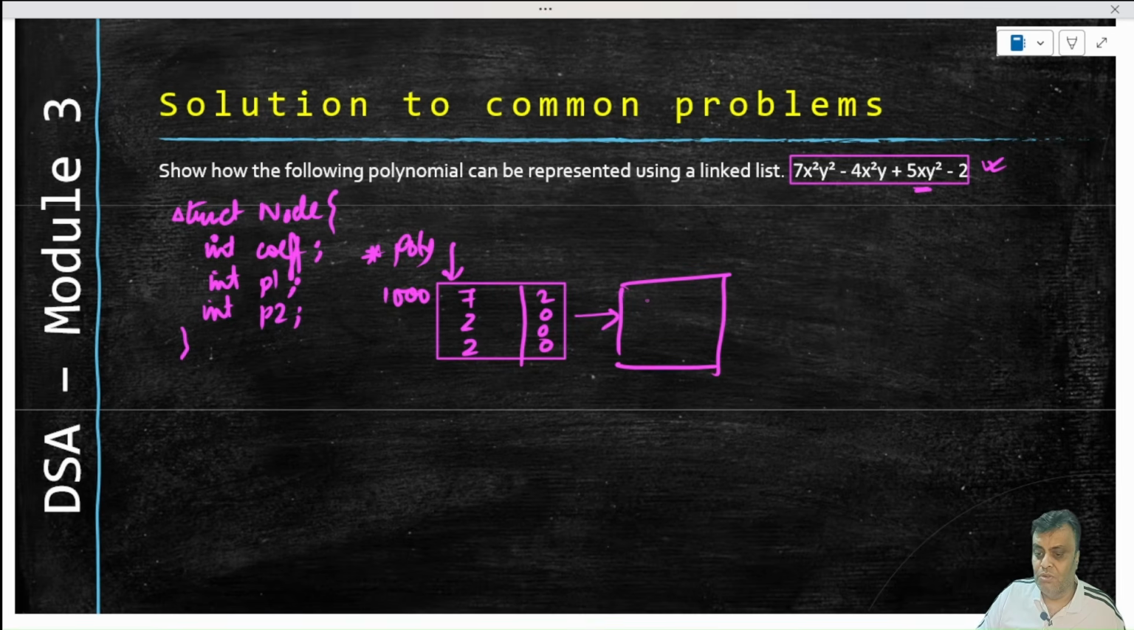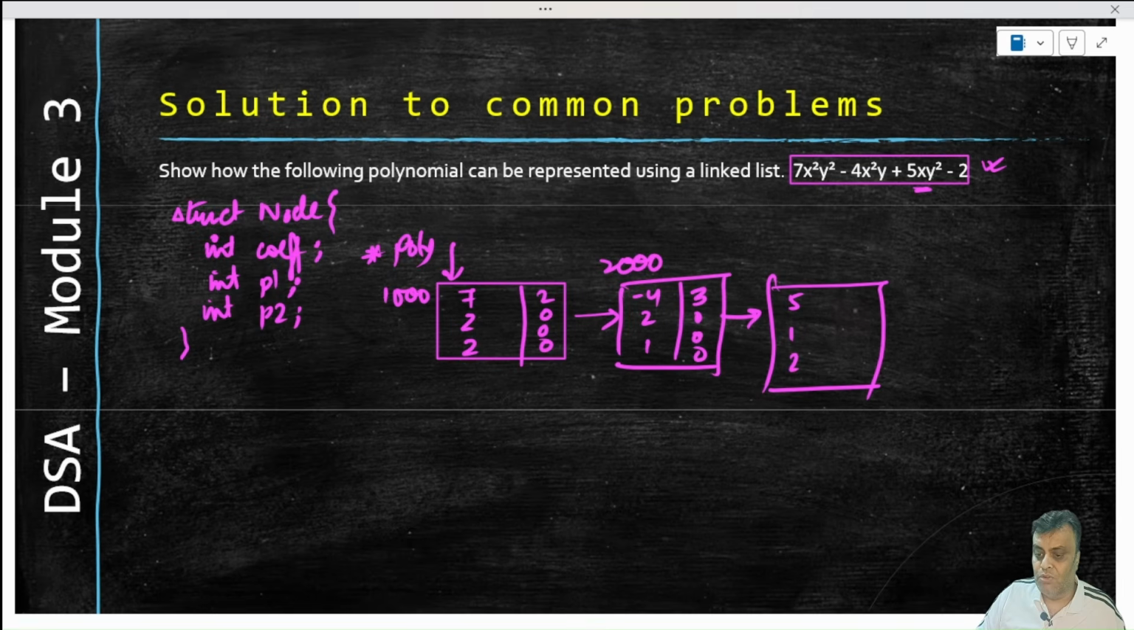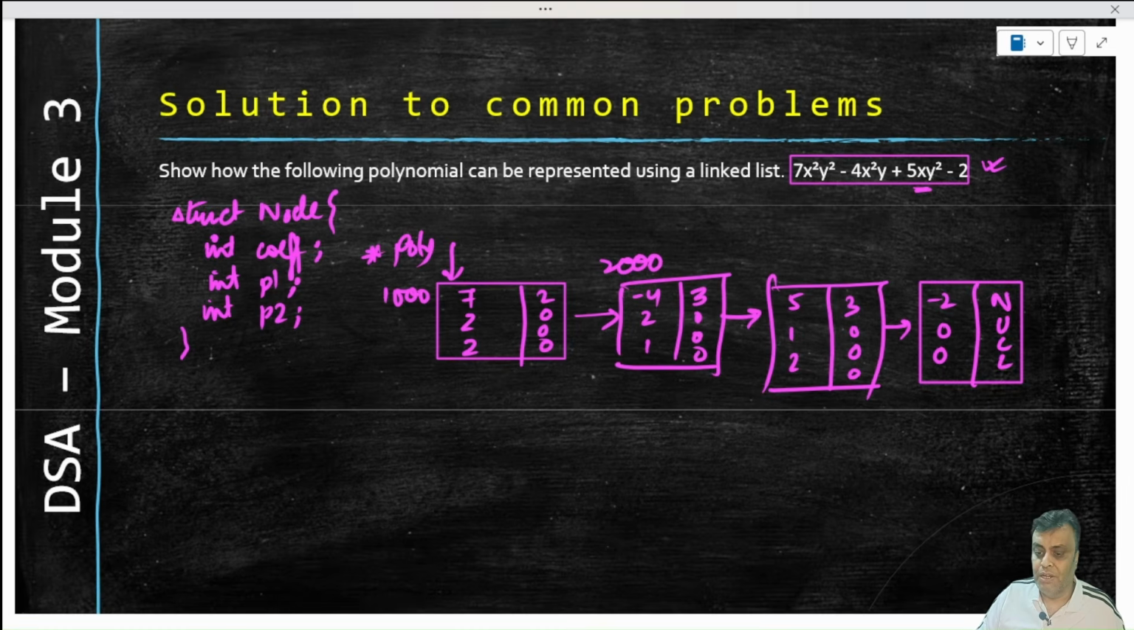and then we will say 7 to 2000. This will go to minus 4, 2 and 1, and this will go to 3000, and then we will say plus 5, 1 and 2, and this will go to 3000, and then we will say this will go to minus 2, 0 and 0, and this will become null, right? So this is how you will draw it, and then say that this is how it is getting represented, right?